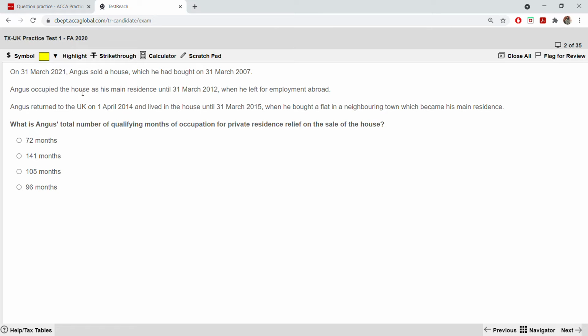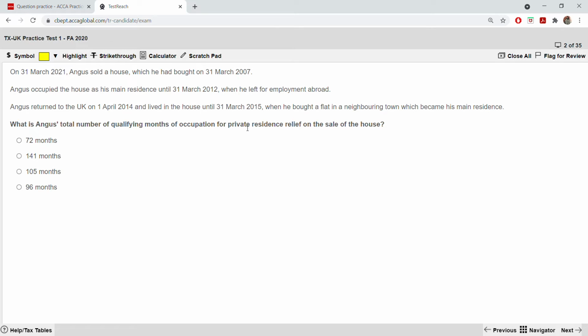Angus occupied the house as a main residence until 31st March 2012. That means for 5 years he was in that house. When he left for employment abroad, Angus returned to the UK on 1st April 2014 and lived in the house until 31st March 2015, when he bought a flat in a neighboring town which became his main residence. What is Angus' total number of qualifying months of occupation for private residence relief on the sale of the house? You know that when there's a private residence, we have some exemptions for that, and we can claim them.